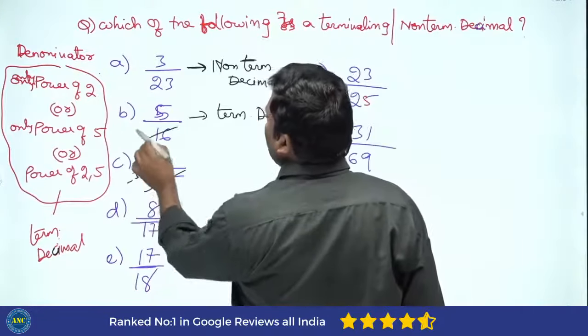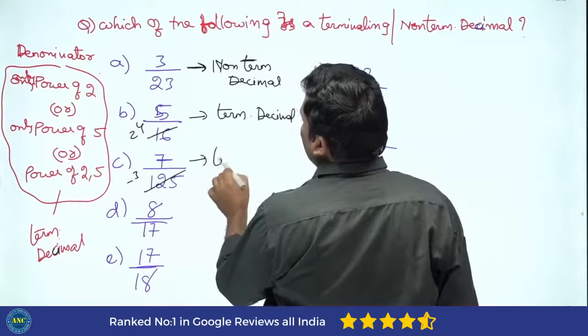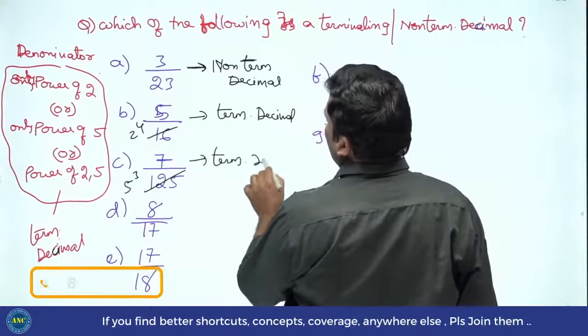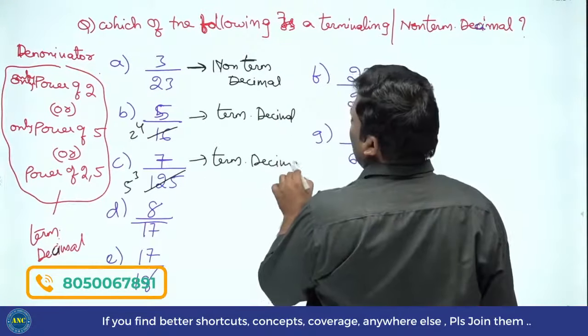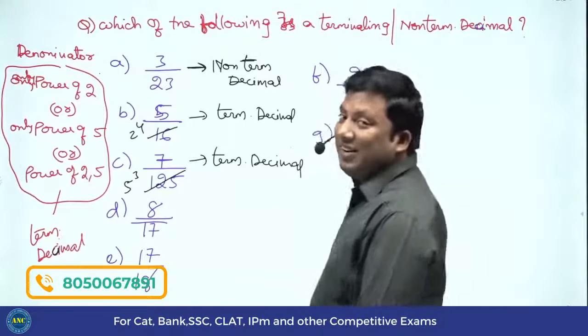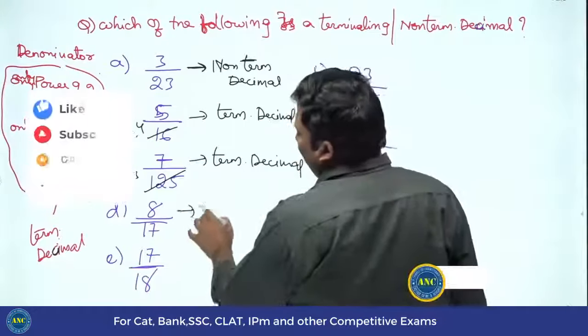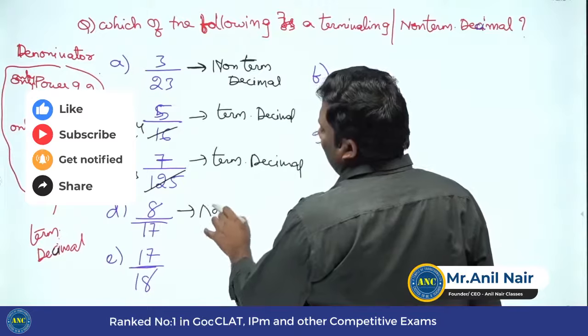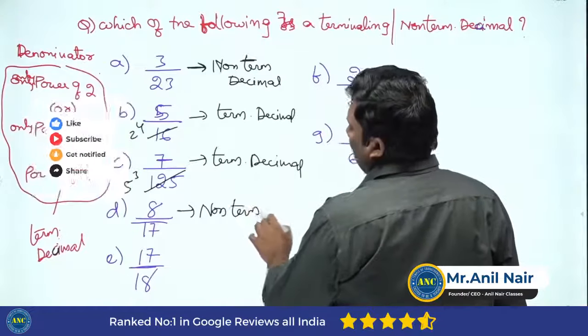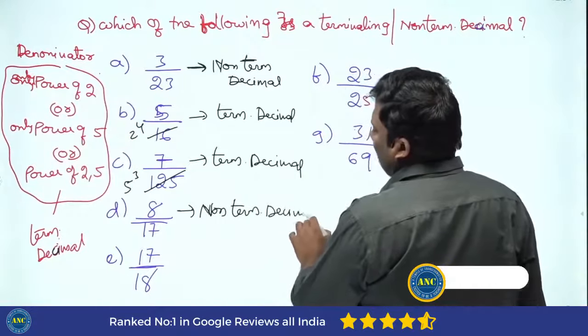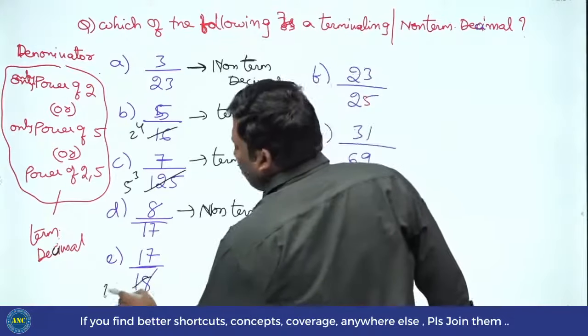125, it is 5 cube. It is a terminating decimal. 8 by 17. 17 is not a power of 2 and 5. This will be a non-terminating decimal.